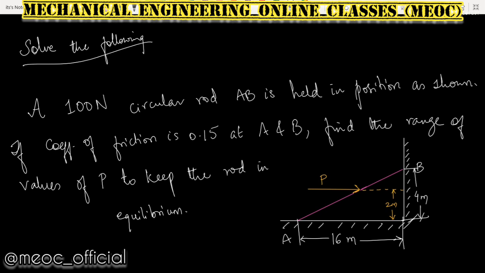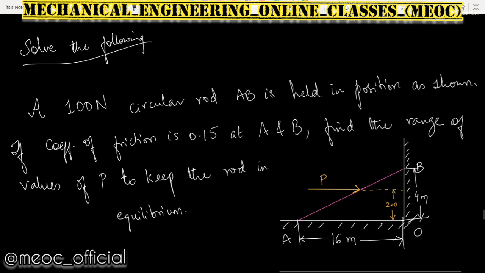Let us assume that the intersection of the vertical and ground here is also O. So O to B is given as 4 meter, O to A is given as 16 meter. The line of action of P is 2 meter away from the line OA. We have to find the range of values of P to keep the rod in equilibrium, meaning we have to find the minimum value of P and also the maximum value of P. P min to P max will be the range.